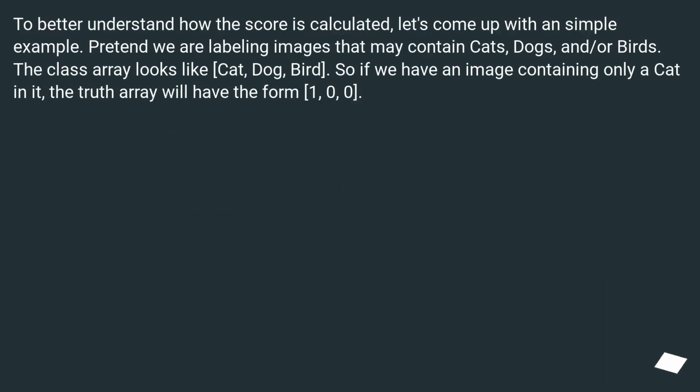To better understand how the score is calculated, let's come up with a simple example. Pretend we are labeling images that may contain cats, dogs, and/or birds. The class array looks like cat, dog, bird. So if we have an image containing only a cat in it, the truth array will have the form 1, 0, 0.